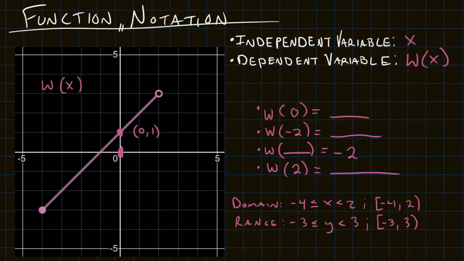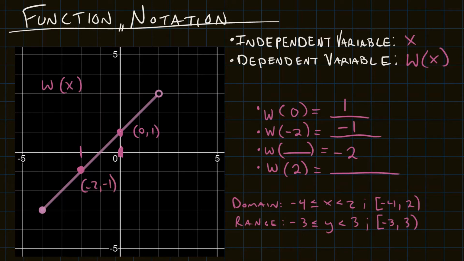You might recognize that as the y-intercept. But what this means is that w of 0 is equal to 1. The y value, the function's value at 0 is 1. That's another way we can say it. So now let's find the function's value at -2. So we're going to go to -2 on the x-axis, look for the part of our graph that intersects with that, and it leads us to this coordinate point, (-2, -1). W of -2 is equal to -1.